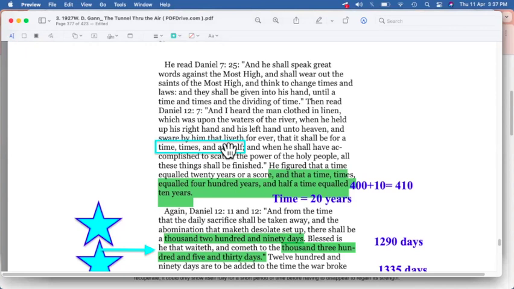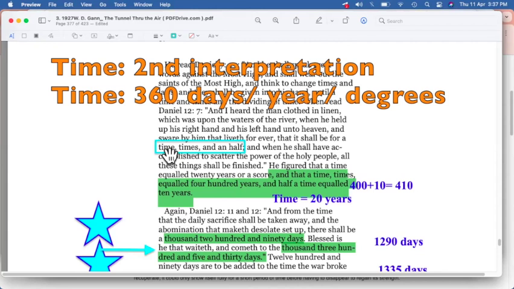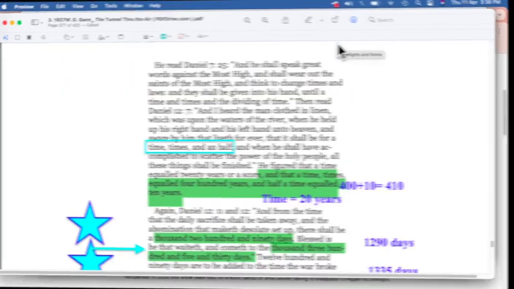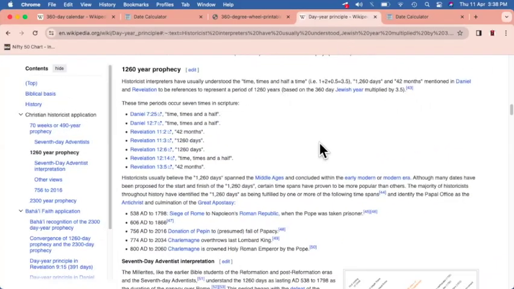Now, again, this calculation is very important for us to understand what is time, times and a half. Now, we have seen that time is 360 days or 360 years or maybe 360 degrees. Here we are considering 360 days. Let's go for the calculations on the basis of 360 days. Again, if we search on Google for the day-year principle, we'll understand this in more detail.